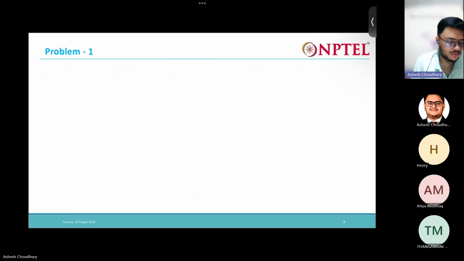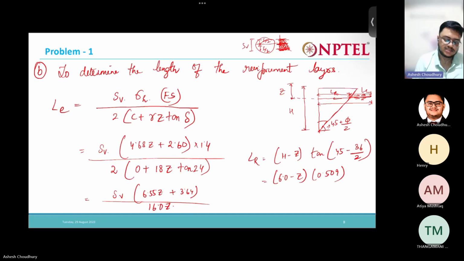Now, so SV we wrote. Now let us calculate. So we got Z, we got SV. Now we can calculate LE using this equation.